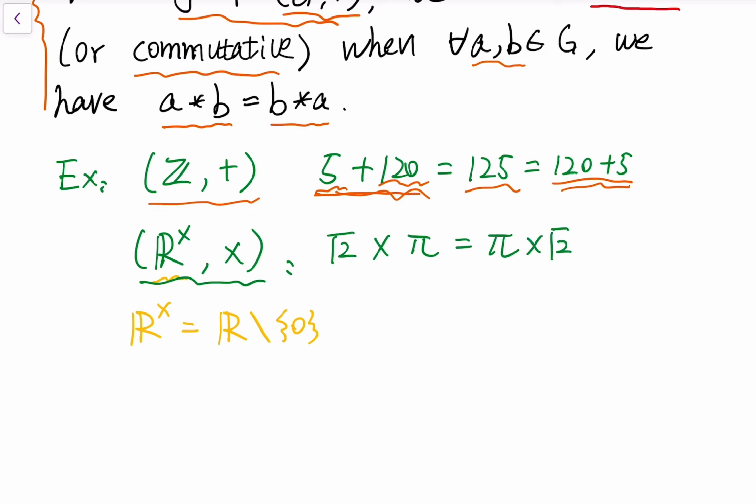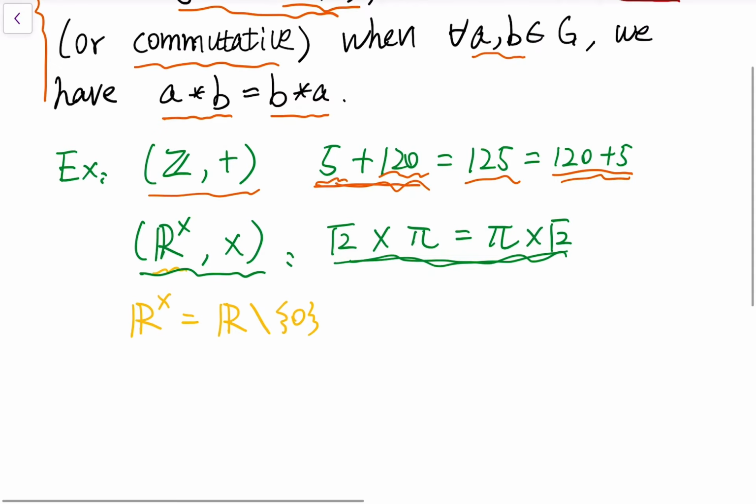So those two numbers commute when you do the multiplication, and this is also true for any other numbers in the real numbers. So this group is Abelian.